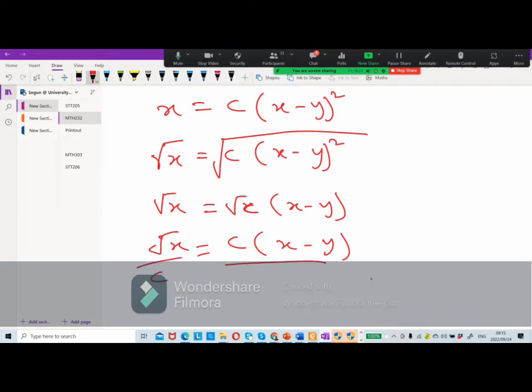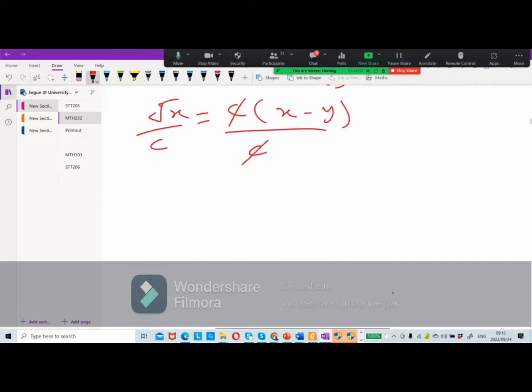When you divide both sides by c, in order to eliminate those c so that you can easily open your bracket, you have square root of x over c equals x minus y. So what happened to x minus y from here? Anybody? y becomes x minus root x over c. So y will equal x minus root x over c.